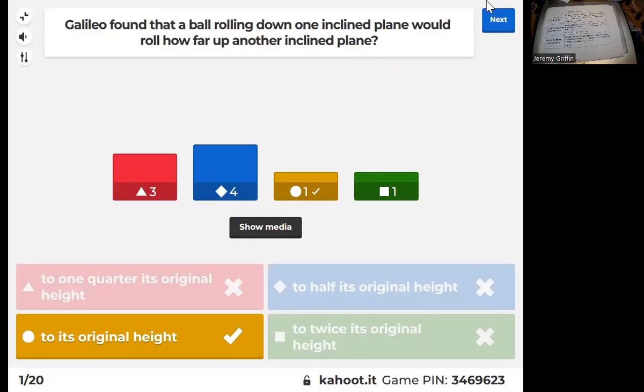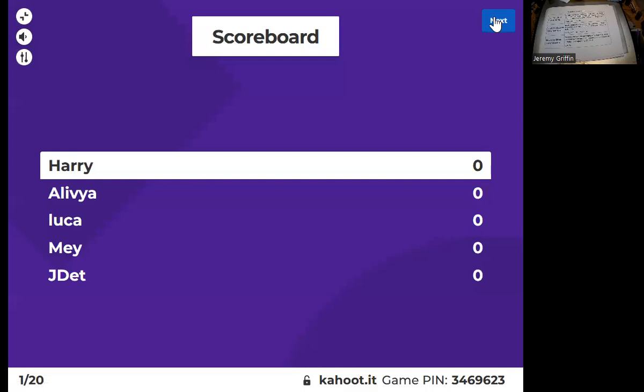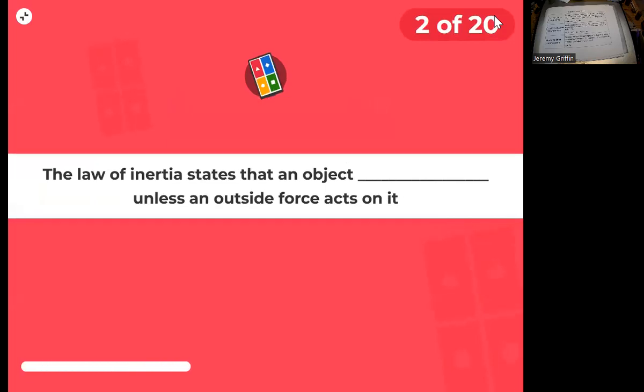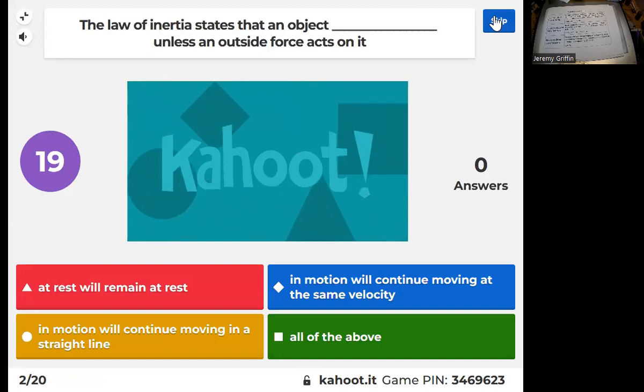All right, let's see who got the Galileo question. We got Harry with some points on the board. All right. The law of inertia states that an object, what, unless an outside force acts on it?